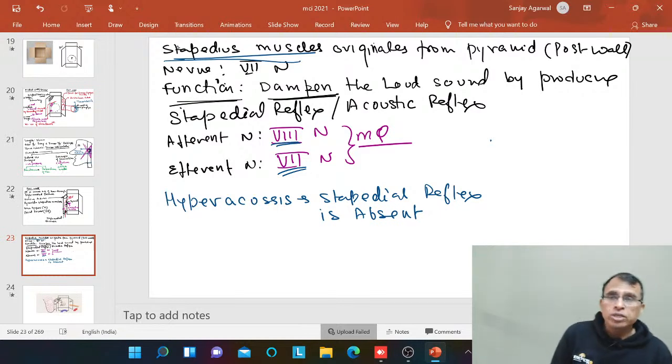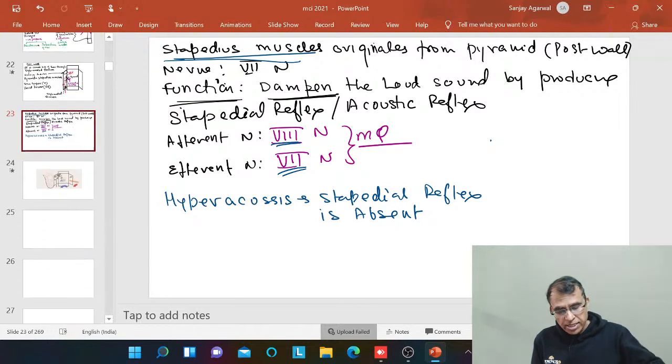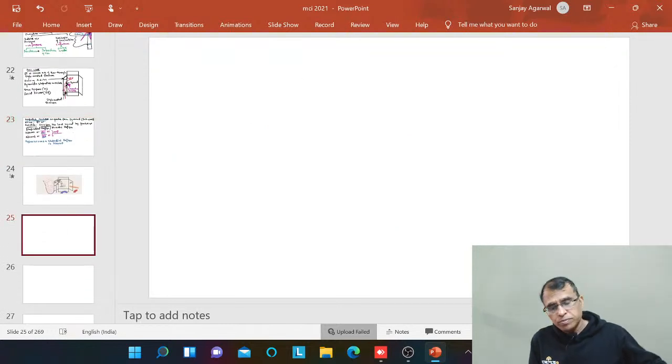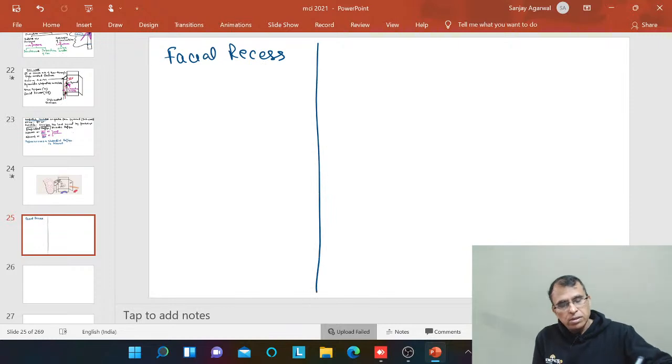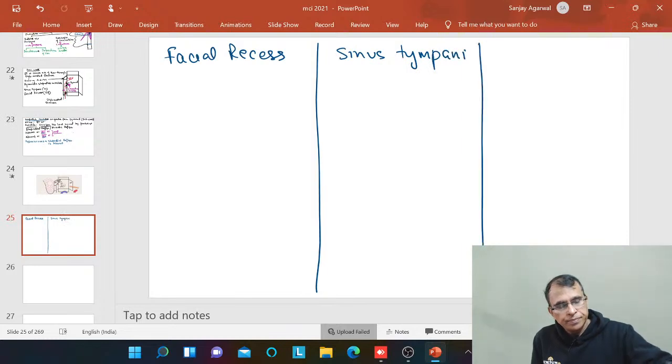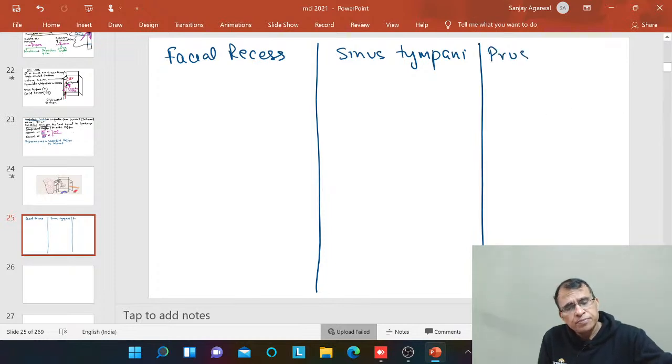And finally, those two terms, facial recess and sinus tympani. So we'll make three columns: facial recess, sinus tympani, and whenever I discuss these two names on the posterior wall, I discuss one more thing called the prussak's space.